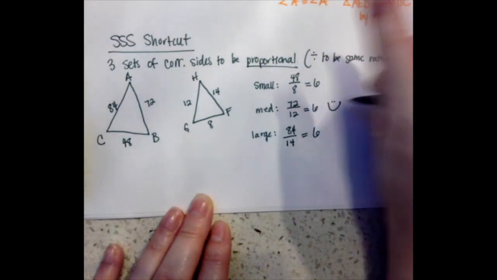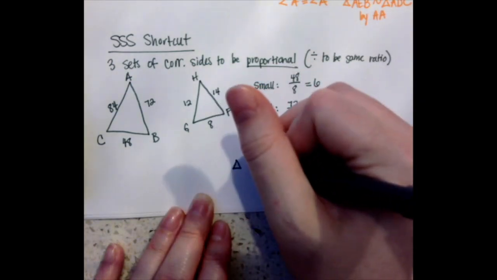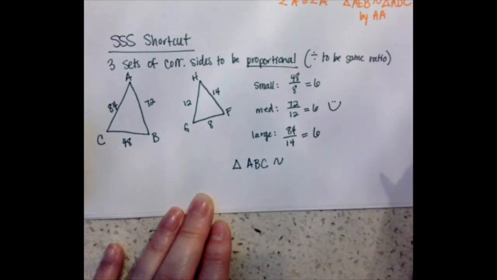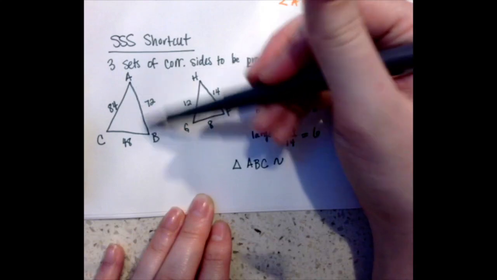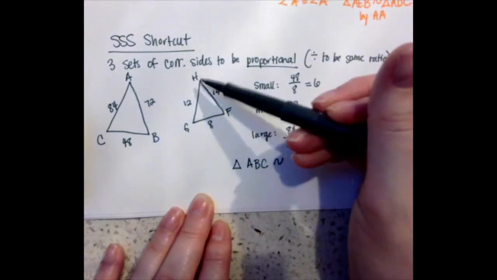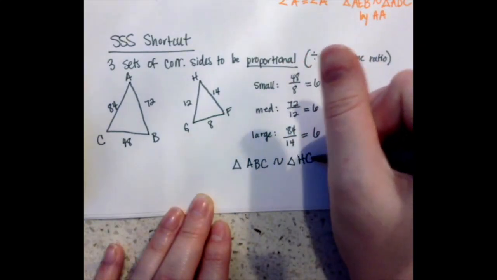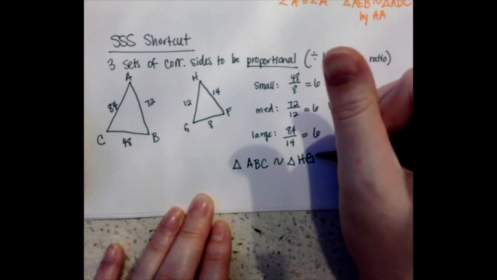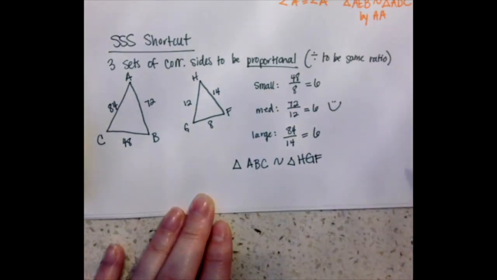So because these are all equal, I know that all three sides are proportional. And so triangle ABC is similar, and then you want to match up these things. So A to B was the medium side, and our medium side is over here at 12. So we're going to go triangle HG, and then we only have one letter left, so F. So make sure you match up the correct sides.